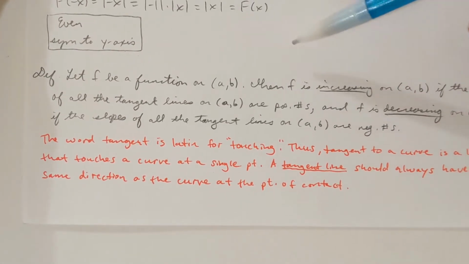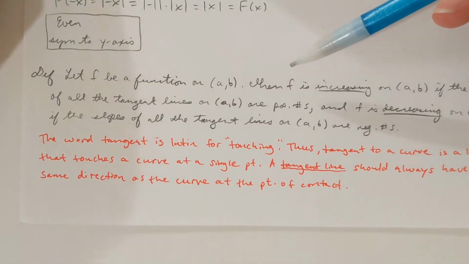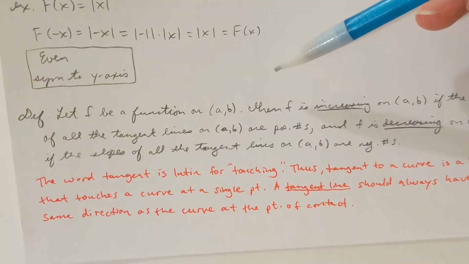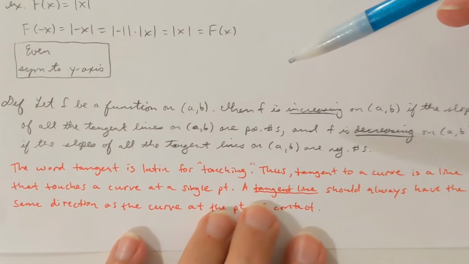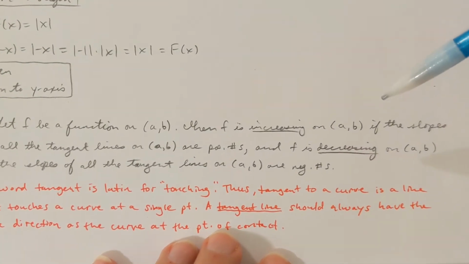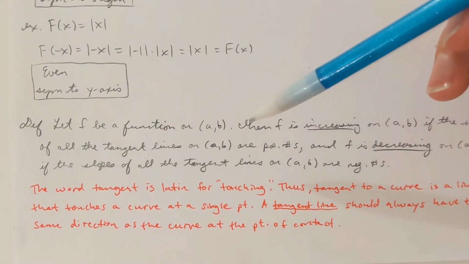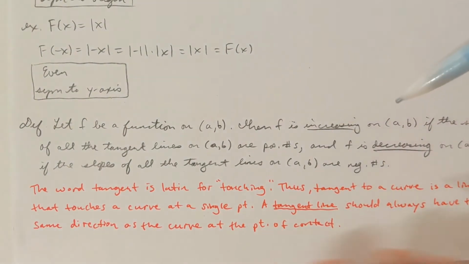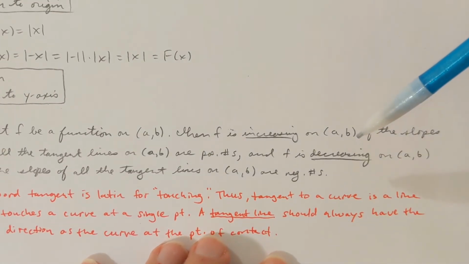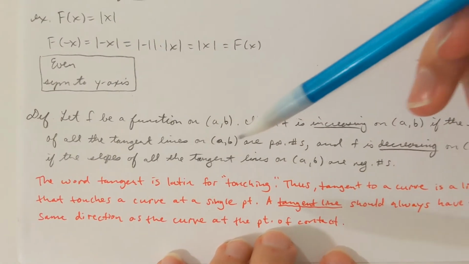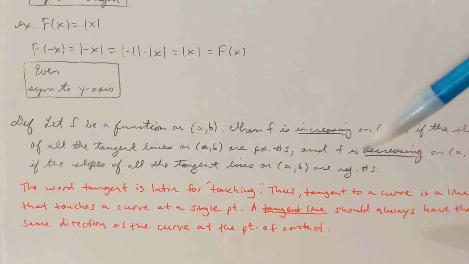Definition: let f be a function on an interval a to b. Then f is increasing on the interval a to b if the slopes of all the tangent lines on a to b are positive numbers, and f is decreasing on a to b if the slopes of all the tangent lines are negative numbers.